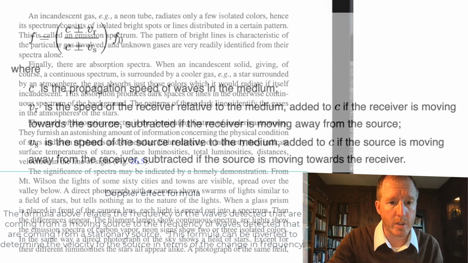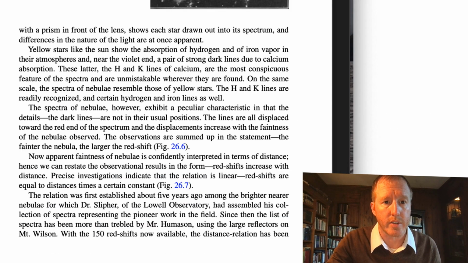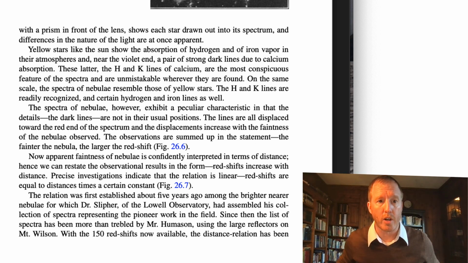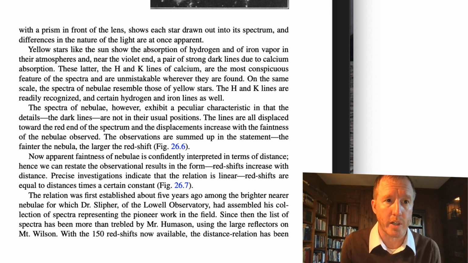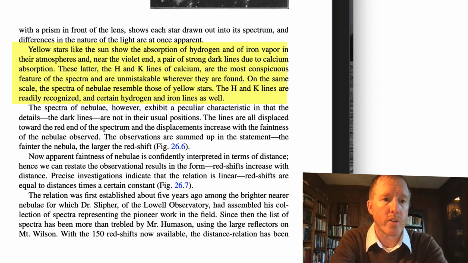This is precisely what he is talking about on page 328. So he mentions here the specific absorption lines that are apparent not only in our sun, but also in galaxies. So let's pick up on page 328, the first full paragraph. He says, yellow stars like the sun, our sun, show the absorption of hydrogen and of iron vapor in their atmospheres, and near the violet end, a pair of strong dark lines due to calcium absorption.